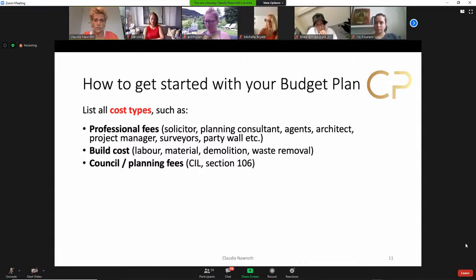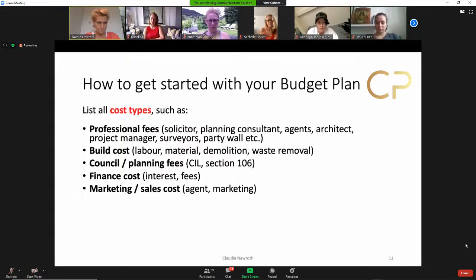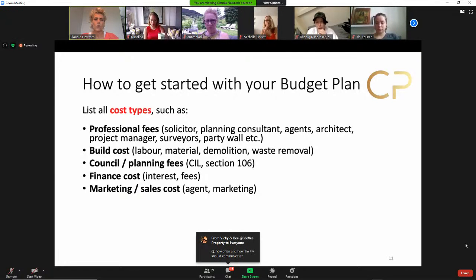Then you have costs that come from the community infrastructure levy or section 106. You can't really do much about this. This is normally a fixed cost. Then you have your finance cost if you borrow money for your project. And the marketing cost, which is if you, for example, build to sell, then you have to factor in the money that you have to pay to the agent to sell the units, or for your marketing costs, because you might want to start doing off-plan marketing, or if you rent out, you need nice pictures or videos and things like that.